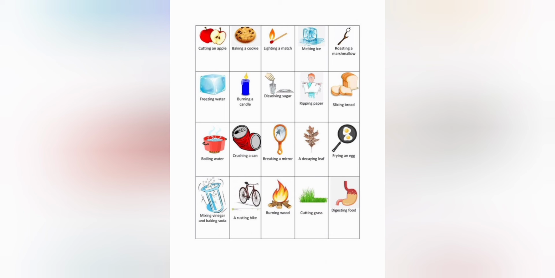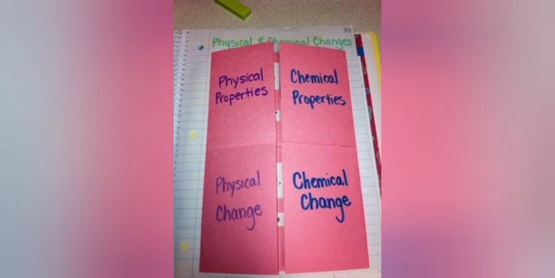Apart from this, you have to find out among these pictures which are the physical changes, like whether cutting an apple is a physical or chemical change, or the melting of a candle. So you have to identify which are the physical or chemical changes. And there is one activity for you in which you have to write physical properties on a colored A4 sheet, and chemical properties on the other side, and you have to write the physical changes you see around you at home and at school, and also the chemical changes you face during your whole day. It's up to you how beautifully you present it.